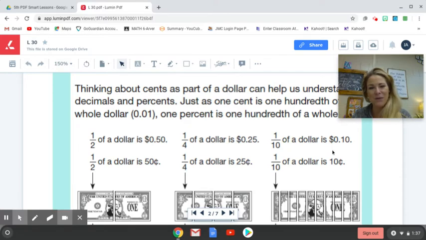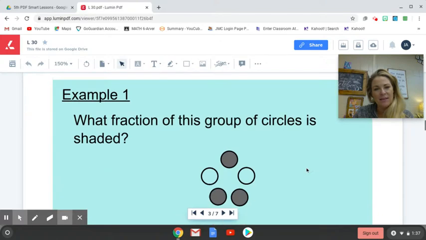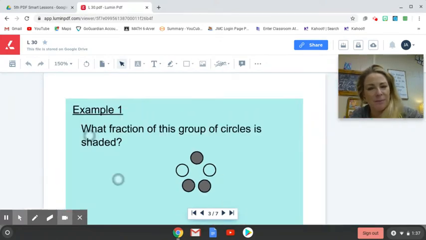Breaking it out even further, 1/10. If we were to divide this dollar into tens, or divide 100 into tens, we end up with 1/10, or 10 hundredths, or 0.10, 10 cents. Let's take a look at this example here. I'm going to zoom out a bit.